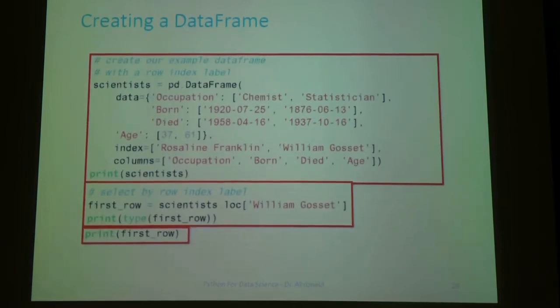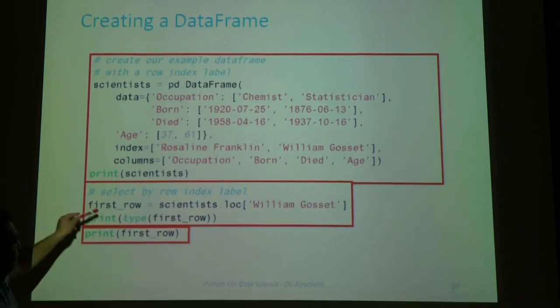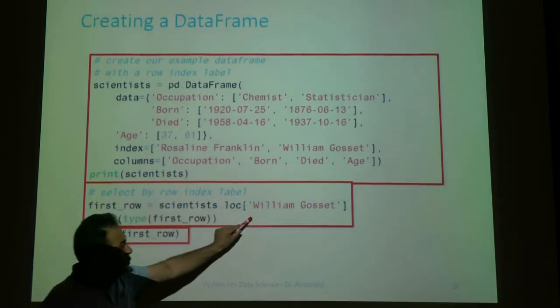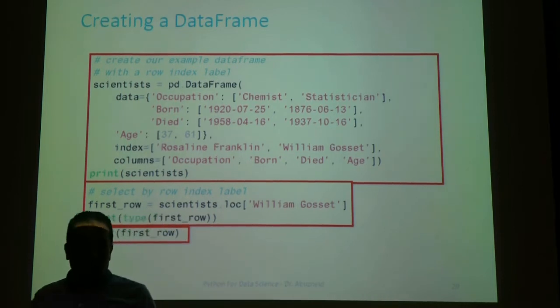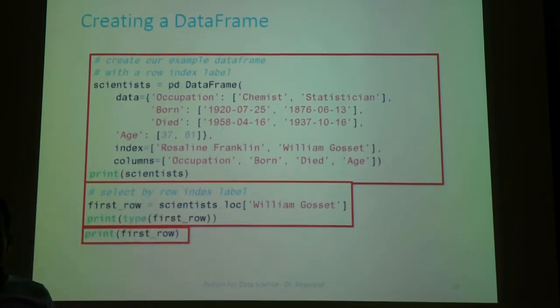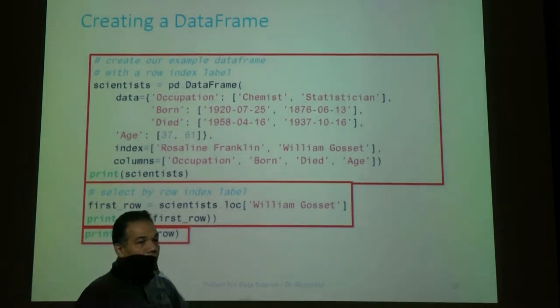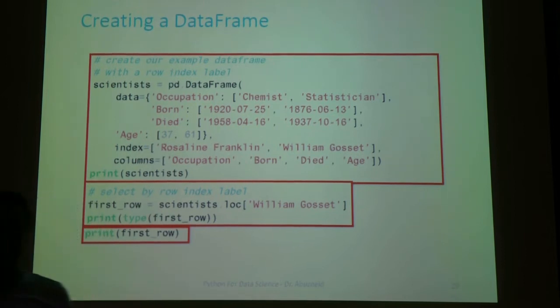All right. So in here, we create our example data frame. Again you have the data, which is the occupation, the born, the died, the age, the index, the columns, and when you print it, you can select by row index. So in here, scientist.loc, what do you use? The index label. If you need to use the index number, you use iloc and the number.